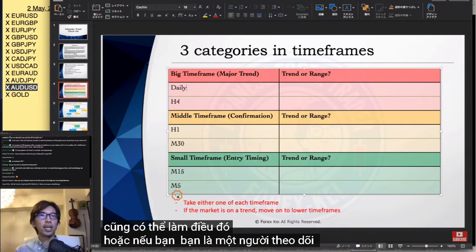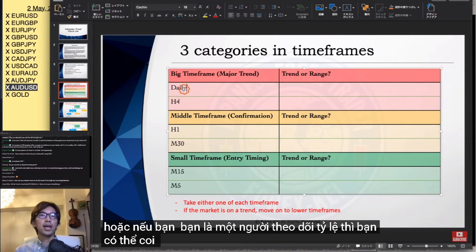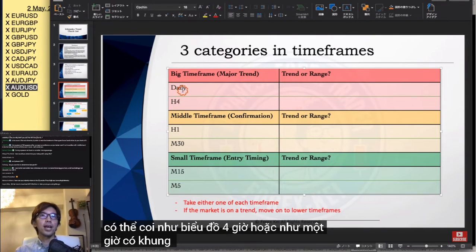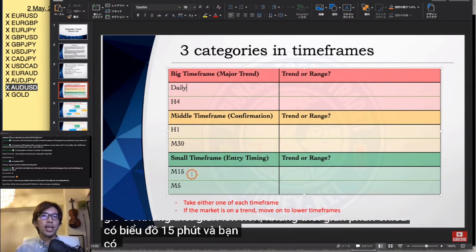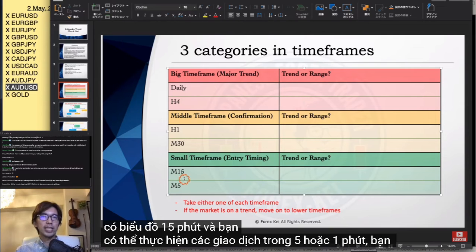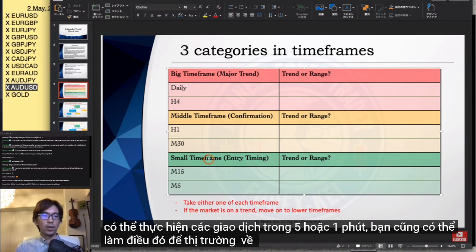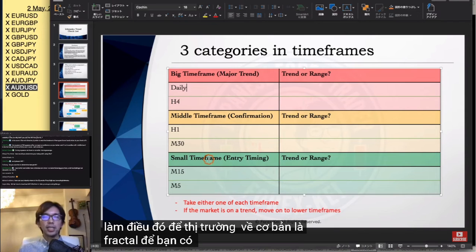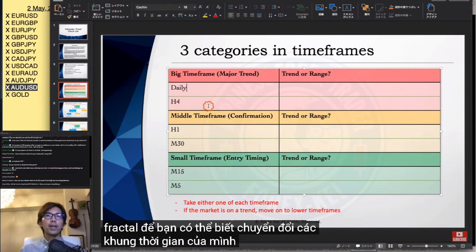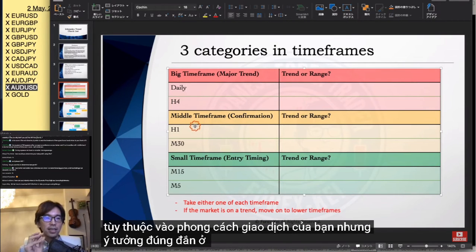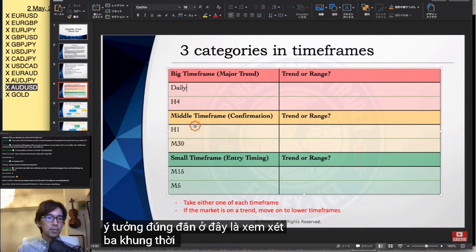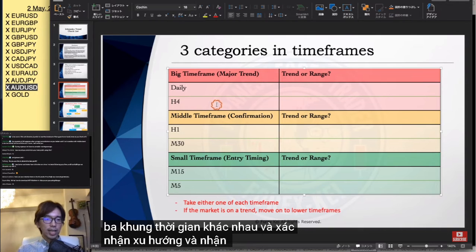Or if you're a scalper, then you can take a 4-hour chart or 1 hour as a bigger time frame and a 15-minute chart as the middle time frame, and you can take trades in 5 or 1 minute. You can do that too. So the market is basically fractal, so you can switch your time frames depending on your trade style. But the idea here is to look at 3 different time frames and confirm the trend and get the trading edges.